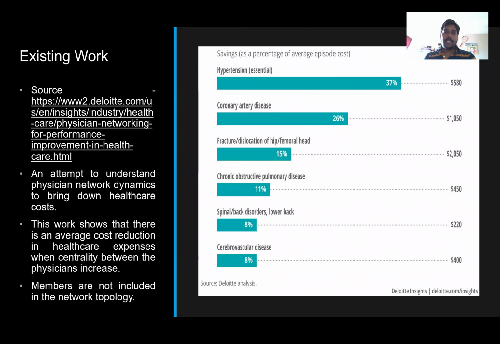Before going into the project, let me discuss a brief summary of the existing work on provider models. This one is about an attempt to understand the physician network dynamics to bring down the healthcare cost. This work shows that there is an average cost reduction in healthcare expenses when the centrality between the providers or physicians increases. So basically, more physicians in a network, less cost in healthcare. However, this model considers only the providers in the network and not the members.